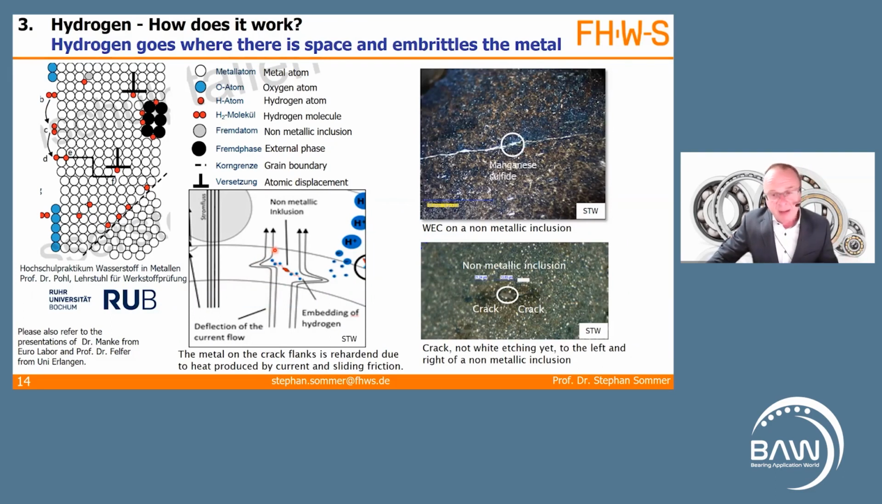When etching the crack now with nitric acid, the harder material on the crack flanks does not color as much as the softer material around. So the white etching cracks are not white etching. That's a little bit of a wrong explanation. They don't etch at all. So the surrounding material etches, and due to the hardness, the crack flanks don't etch at all. They stay white.